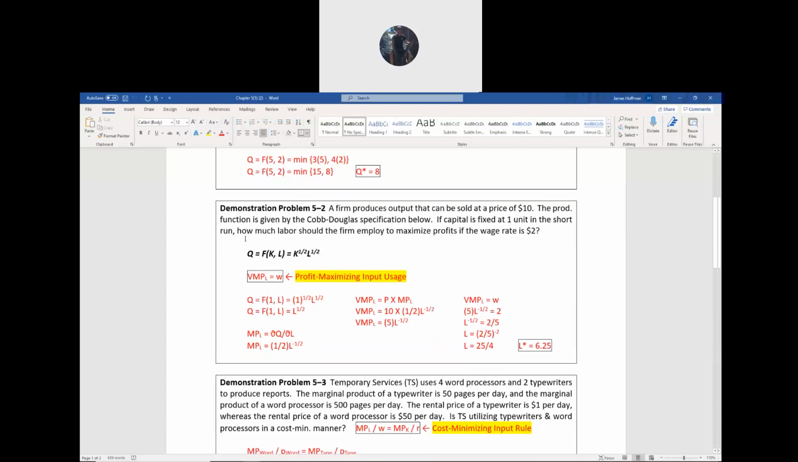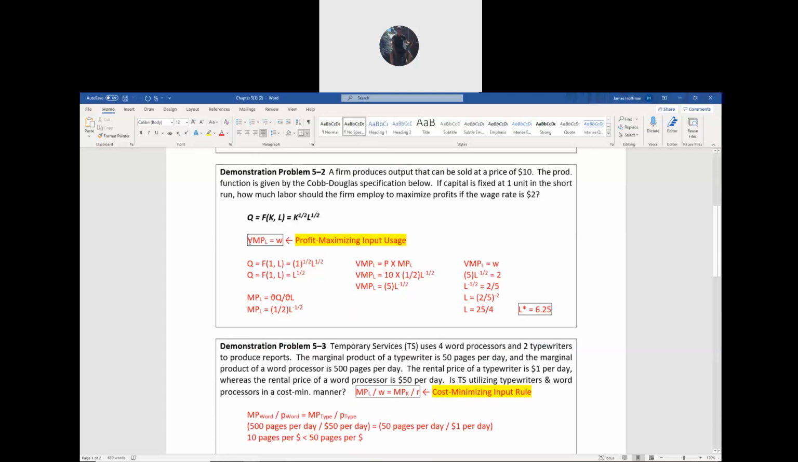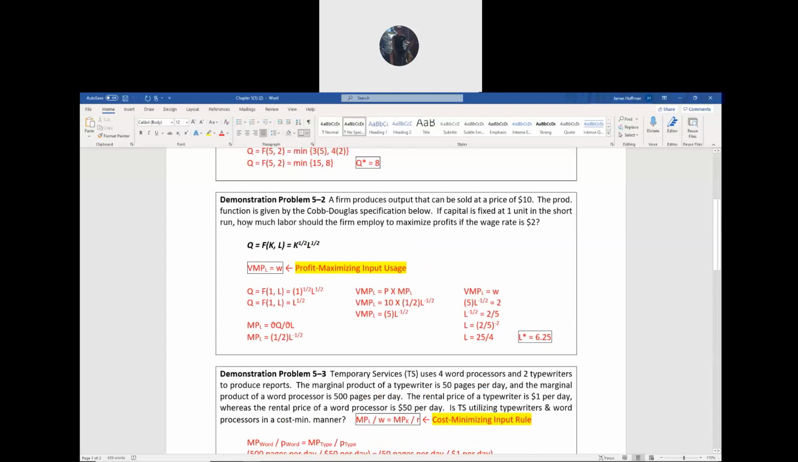but we could break this problem down and solve it using the concepts we've learned. For the firm to maximize profit, here's our function: K raised to the 1/2, L raised to the 1/2. So this is basically like this is A and this is B. So this is the actual function, K raised to the 1/2 times L raised to the 1/2.